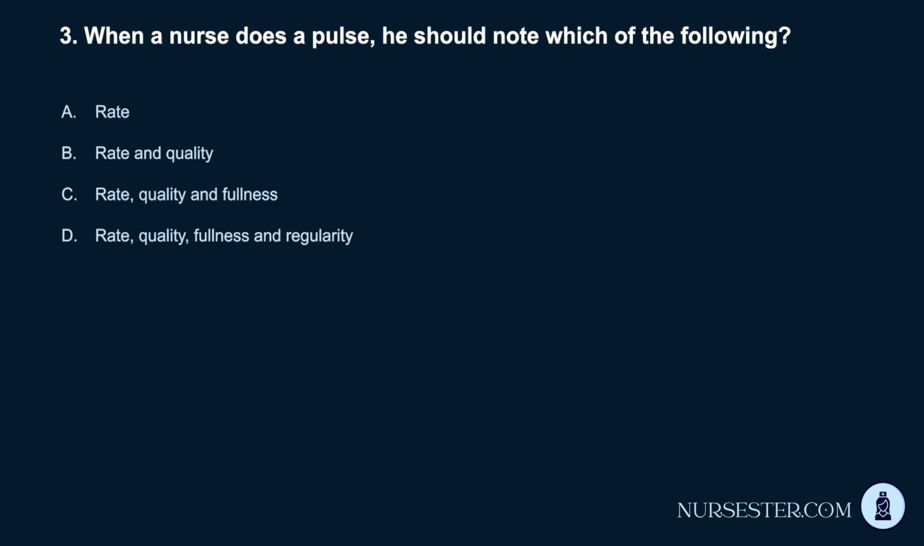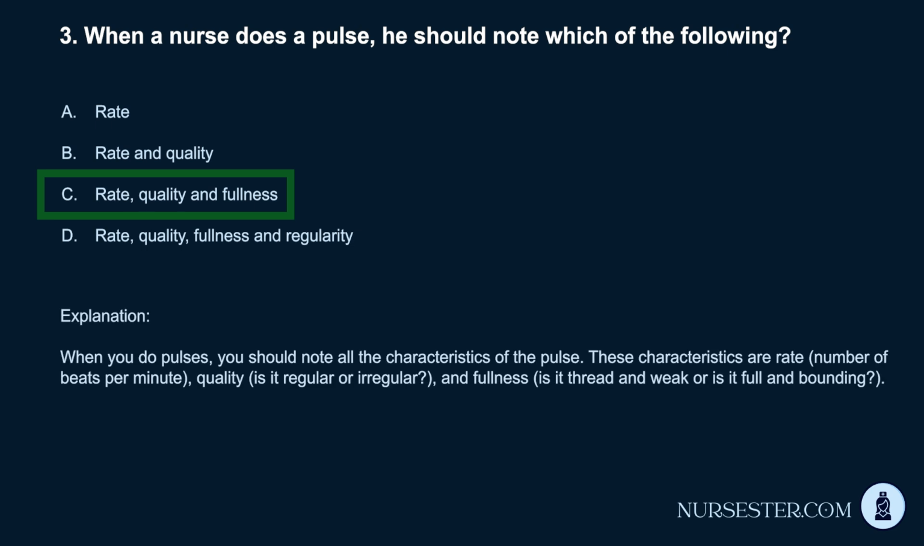3. When a nurse does a pulse, he should note which of the following: A. Rate. B. Rate and quality. C. Rate, quality, and fullness. D. Rate, quality, fullness, and regularity. Correct answer: C. Rate, quality, and fullness.